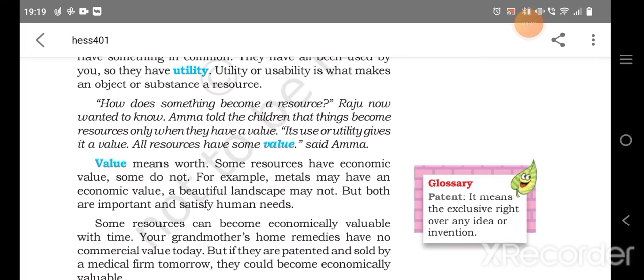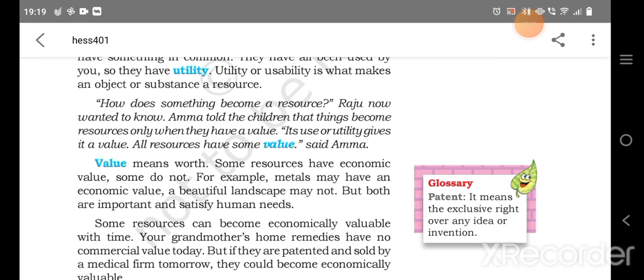Generally, family picnics are usually where we go to some open spaces and just enjoy our time, all in the midst of nature. So yes, we go to such places, we go to hill stations to enjoy the view, to enjoy the nature around us, right? That is why beautiful landscapes are also a resource, though they may not have monetary value.